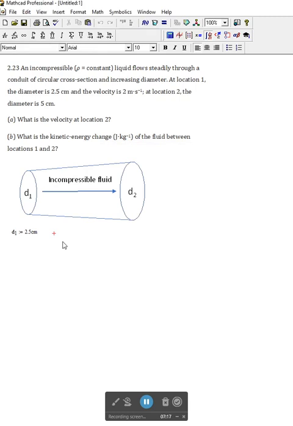So D1 is 2.5 centimeters, D2, so D dot 2 shift colon is equal to 5 centimeters. And then what else do we know? Just use my arrow key to move over. U, the velocity at position 1, and for linear velocity we usually use U, or you could use V if you wanted, but U dot 1 is equal to 2, and it's meters per second. So M divided by S, meters per second. So now that's all my given information.